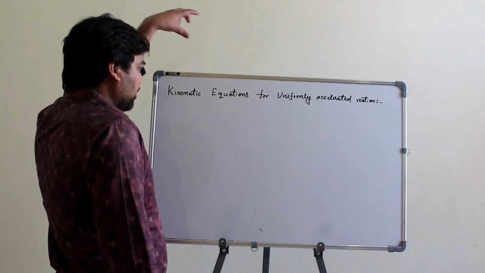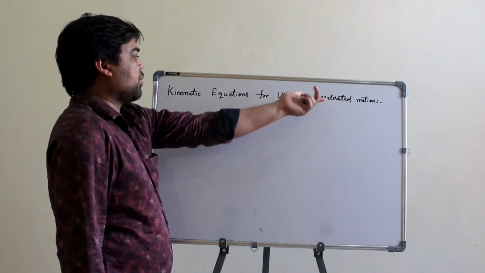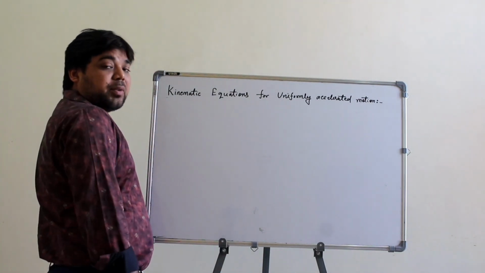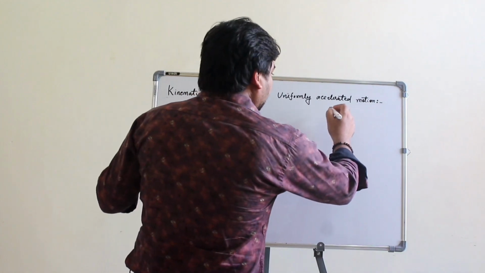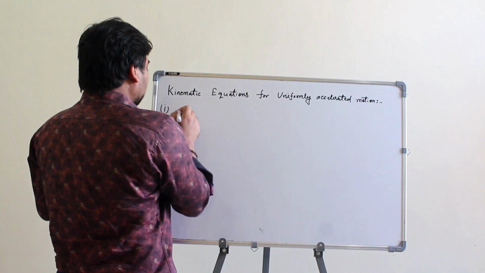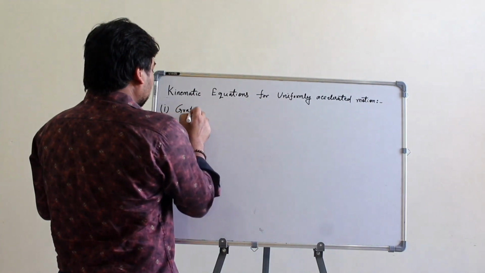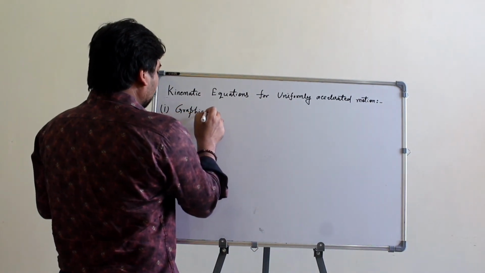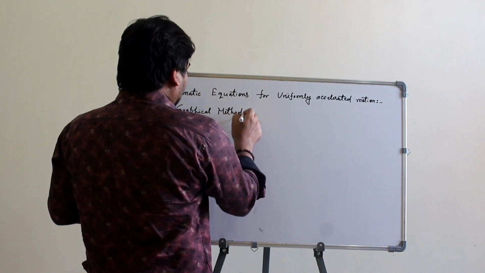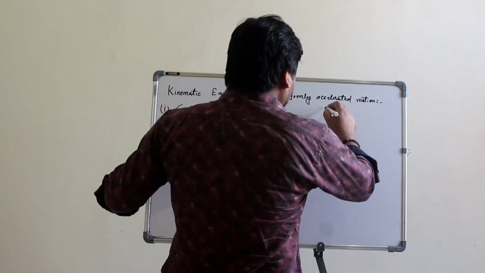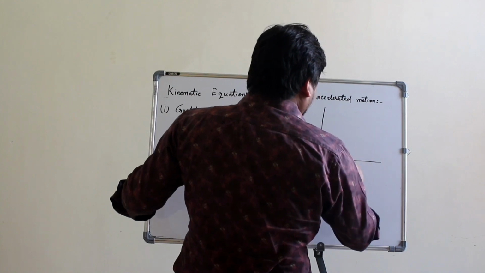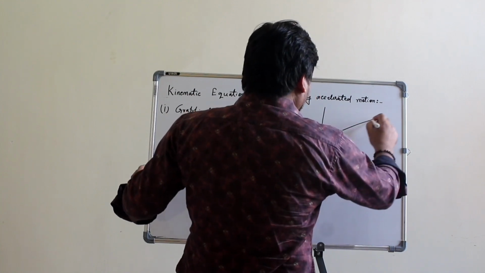What it says is that we are going to derive some equations for uniformly accelerated motion. It means that the acceleration is uniform, it is not varying in time. So first we will use the graphical method. Right? So what is the graphical method? We are assuming that there is a velocity-time graph, and it is something like this.